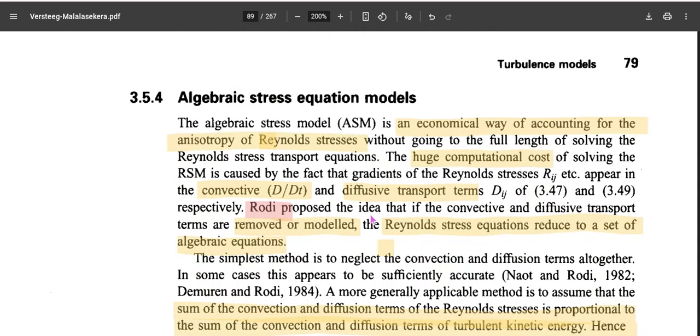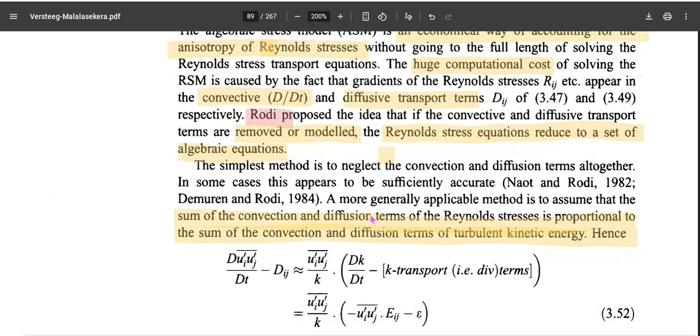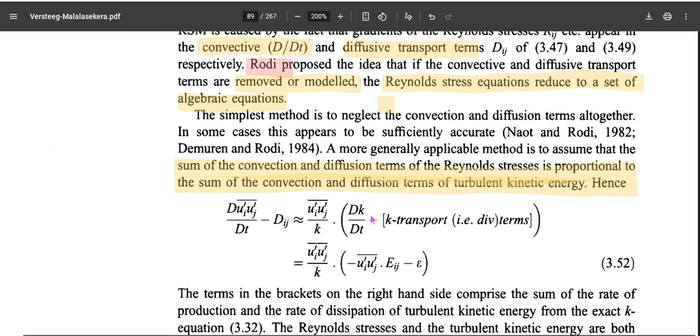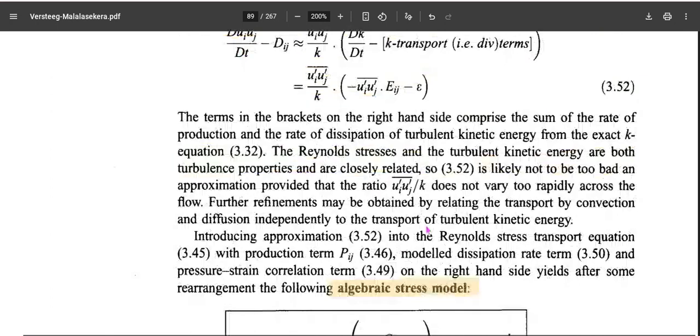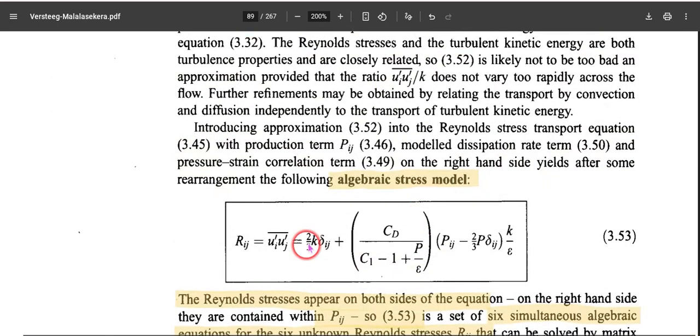Rodi proposed an alternate way of handling the Reynolds stress equations, where certain effects like the convection and diffusion terms, which give you a high computational cost, can be neglected. Once those terms are removed, the Reynolds stress equations are reduced to a system of algebraic equations, based on 3.52. Based on this 3.52 we can develop an algebraic stress model similar to 3.53, instead of having partial differential equations, by neglecting the convective and diffusive effects.